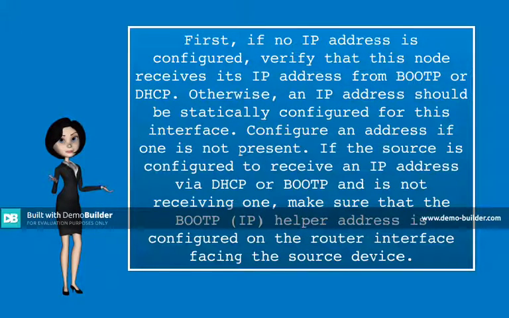First, if no IP address is configured, verify that this node receives its IP address from BOOTP or DHCP. Otherwise, an IP address should be statically configured for this interface. Configure an address if one is not present. If the source is configured to receive an IP address via DHCP or BOOTP and is not receiving one, make sure that the BOOTP IP helper address is configured on the router interface facing the source device.